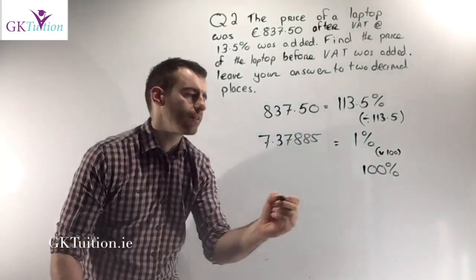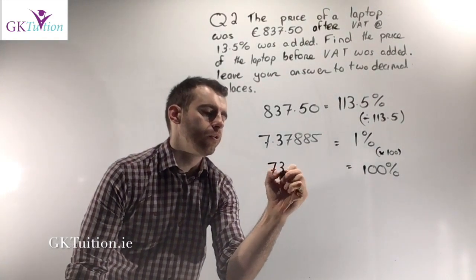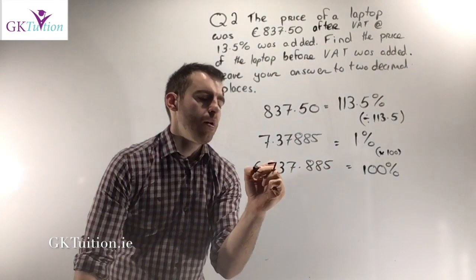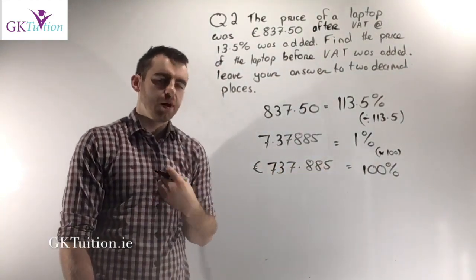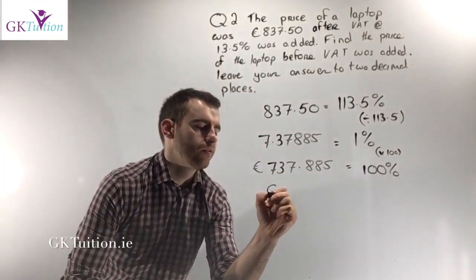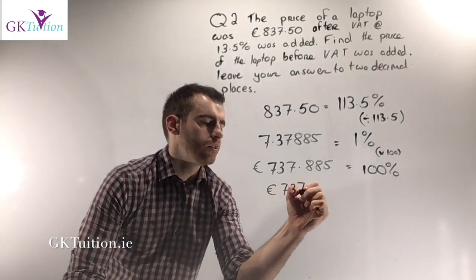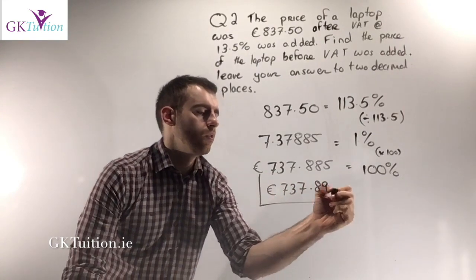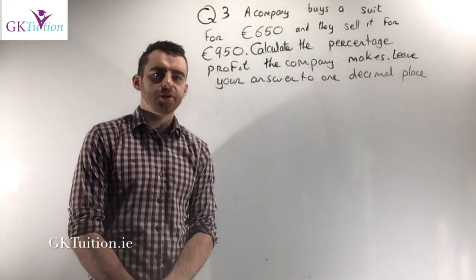And if we do that, if we multiply the left-hand side by 100, you're going to get €737.885. But obviously it doesn't make sense. Money we would never leave to 3 decimal places. We always leave it to 2 decimal places because it would be cents. So in this case, we'd have to round up. Because it's 85, I'd have to round to 9. So the cost of this laptop before VAT was added must have been €737.89.